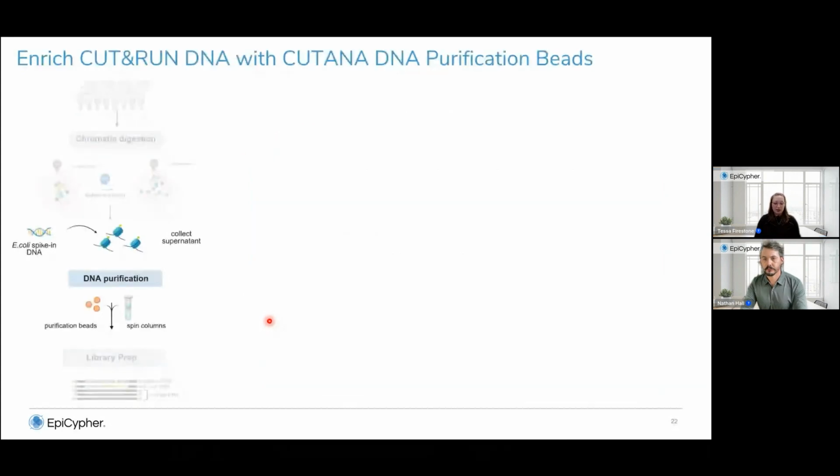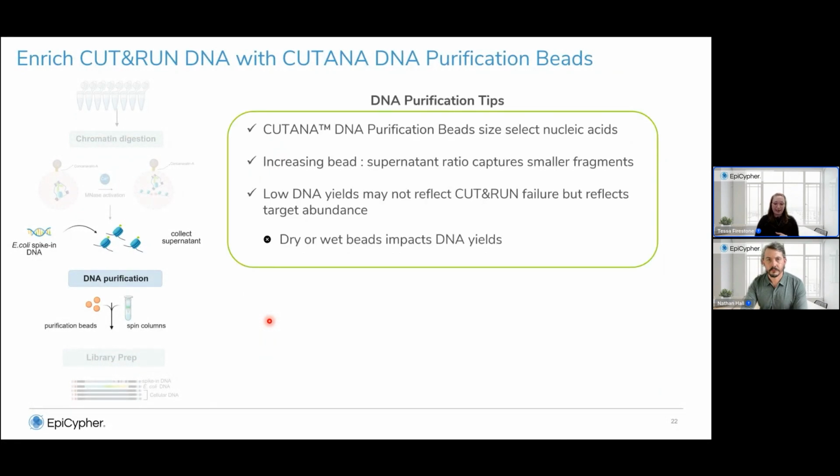DNA purification. Many DNA purification approaches are compatible with CUT&RUN, including spin columns or magnetic beads. We recommend the CUTANA DNA purification beads to streamline purifications in the H-strip tubes and for efficiently capturing your enriched CUT&RUN DNA. Bead ratios can be adjusted to influence the fragment size selection. For example, increasing the ratio will favor the capture of smaller DNA fragments.